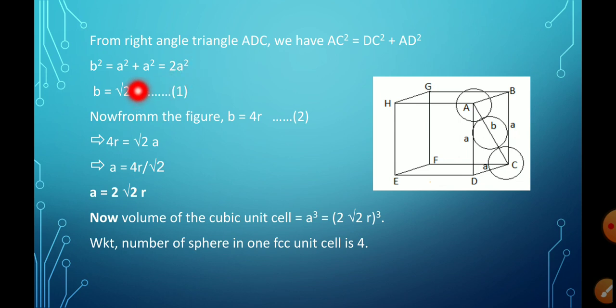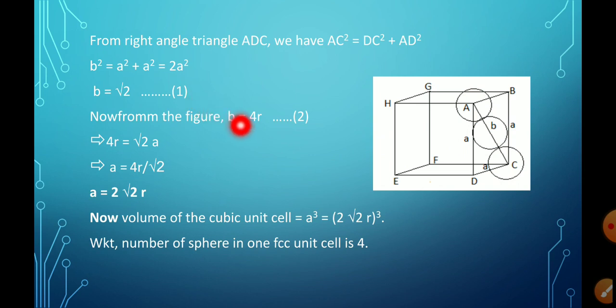Okay, sorry, there is no mention of that, write it as a. b is equal to square root of 2 into a. But what is b? The face diagonal. The length of b is equal to 4R.